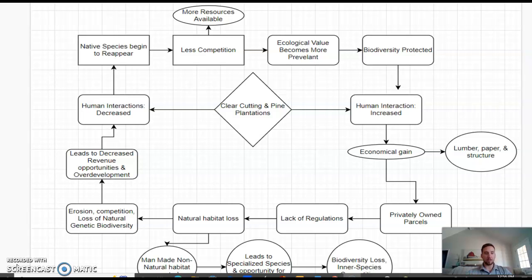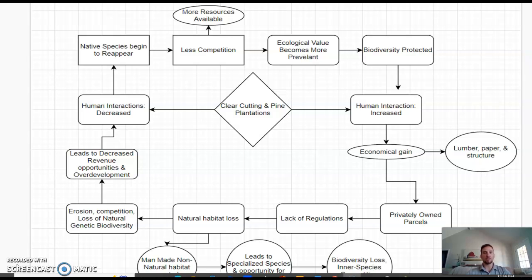With natural habitat loss, we also experience erosion, competition, and loss of natural genetic biodiversity, which leads to decreased revenue opportunities and overdevelopment. Why? Because that erosion, competition, and invitation to invasive species reduces the resources available for each species within this new man-made habitat, which then kills off the habitat. We're seeing this now in northern Mississippi with invasive species such as the pine beetle, killing these pine trees and creating a barren landscape, which leads to human interactions being decreased, because the time needed to rejuvenate these parcels is also a process, and it takes time.